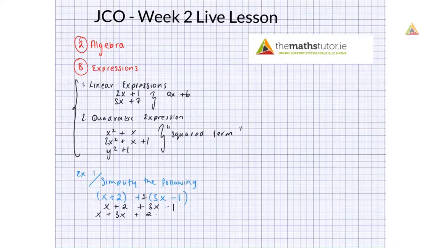And now you can do this bit and this bit together. So x plus 3x gives you 4x, and 2 minus 1 gives you 1. So that's the answer there. So we'll just do another example. Example 2.